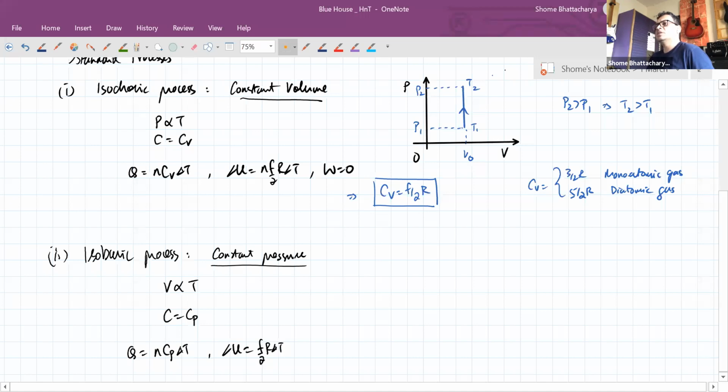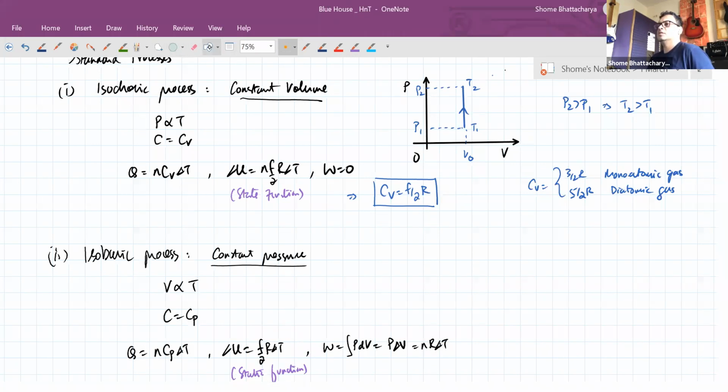So remember that delta U is a state function, so it is the same for all processes. Whether it is isochoric, isobaric, or any other type of process, the formula for delta U will be the same always. Okay, and work done becomes P delta V because pressure is constant. So that is the same thing as nR delta T.